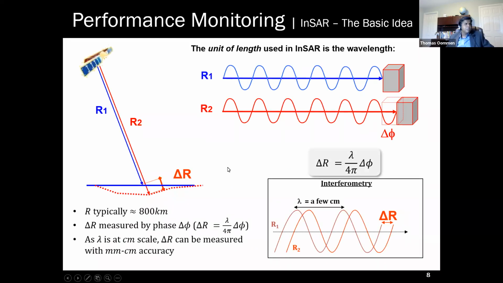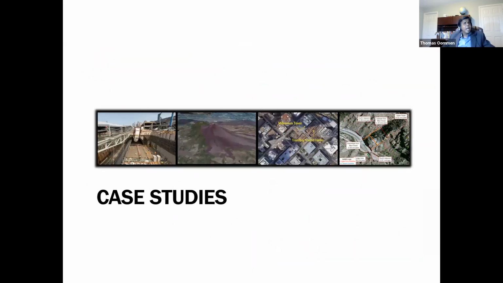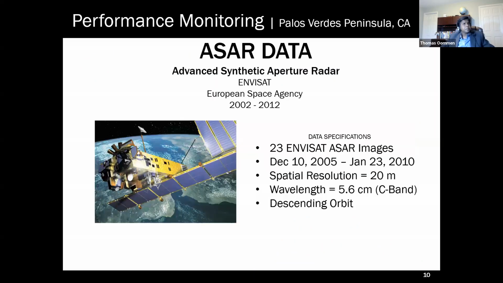Now, the beauty of InSAR is that these satellites are measuring from about 800 kilometers from the Earth, but their wavelengths are in centimeter scale. Because you are using the wavelength to measure the change in phase, and because the wavelengths are in centimeter scale, you can actually make very precise, millimeter-scale ground movement measurements using this InSAR approach. So with that background, let me quickly walk you through some examples here.